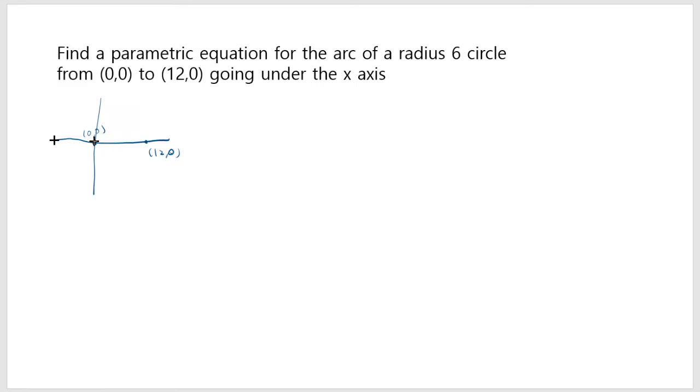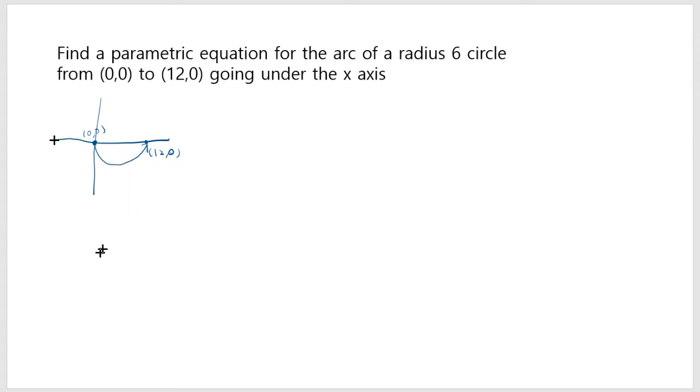because if you have a circle, the longest distance between 2 points is the diameter, and the radius 6 circle has 12 as its diameter, right? So it must be the half circle, and it's going under the x-axis. So this is what we want to represent. Okay, it's just a half circle.